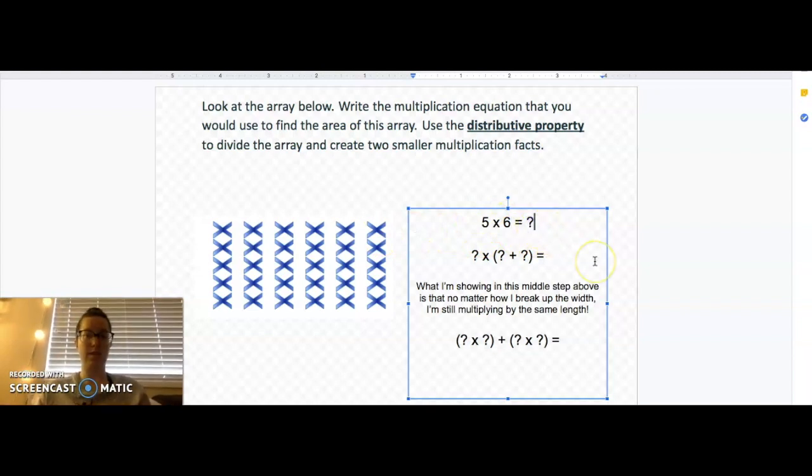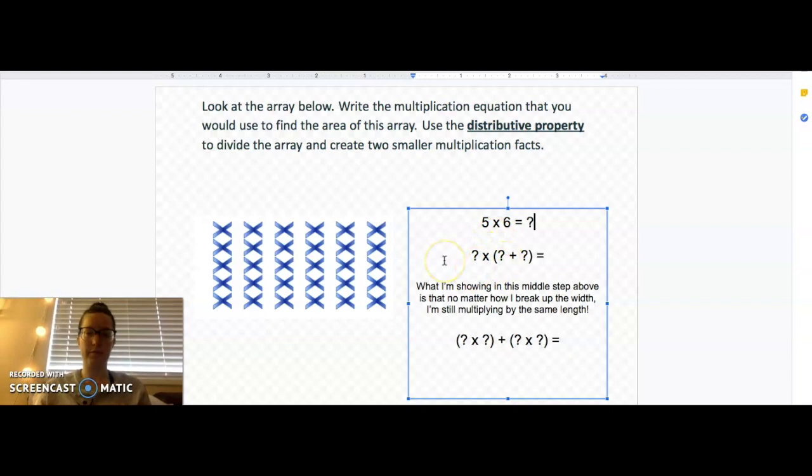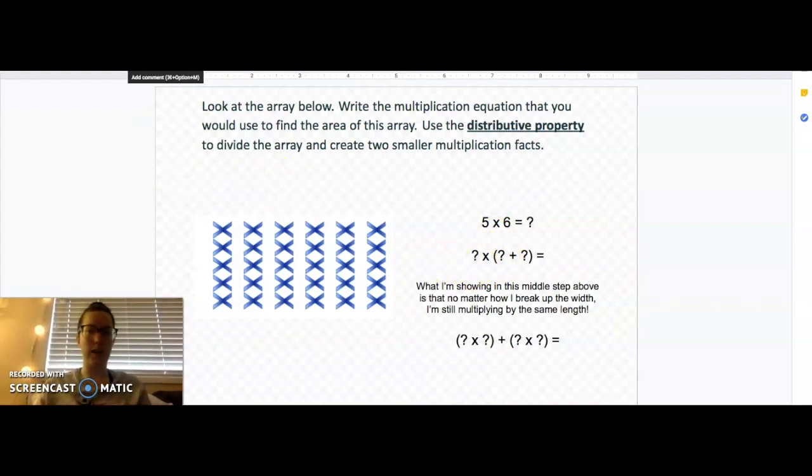Okay, what if I don't know 5 times 6, right? What if I forgot that one? How can I break it up so that it's easier to solve? Okay, so first I'm going to use my visualizing to break it up. So let's add a shape here.